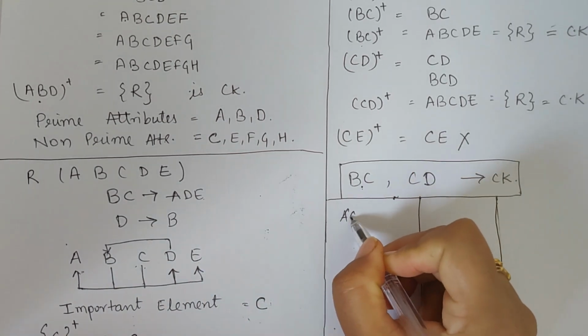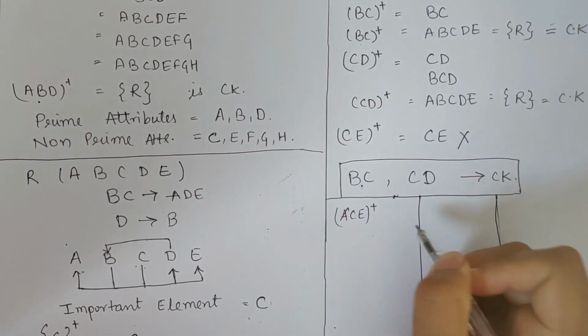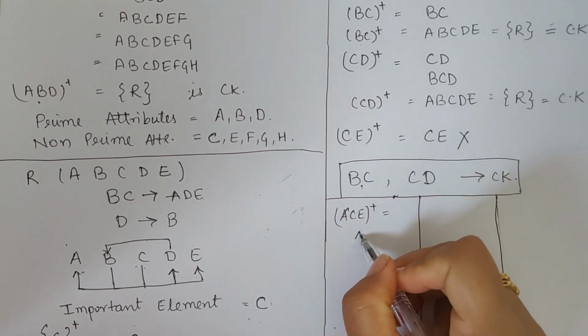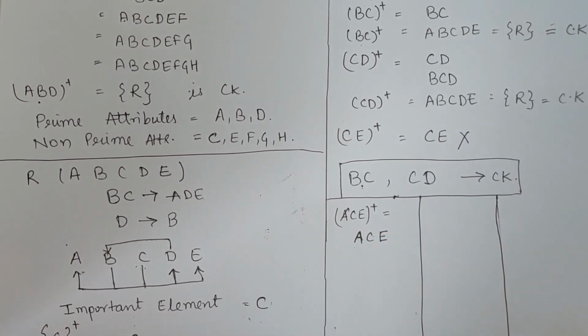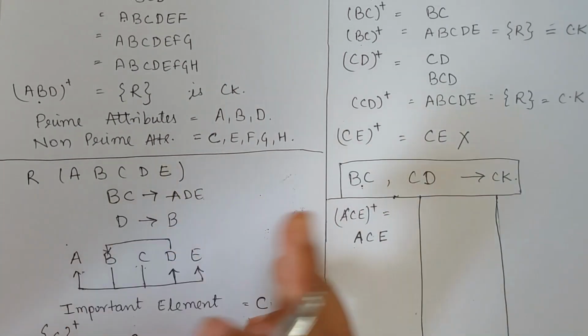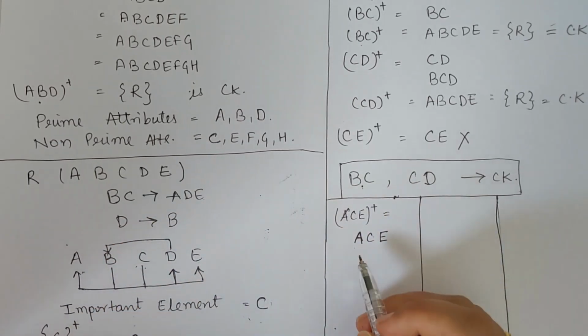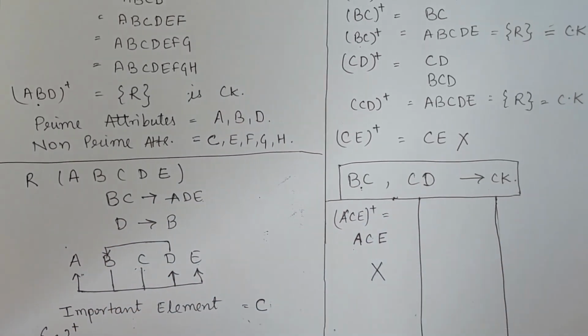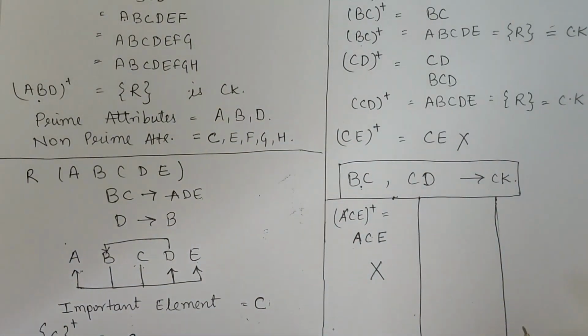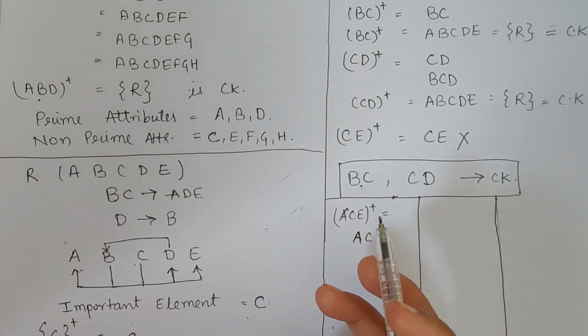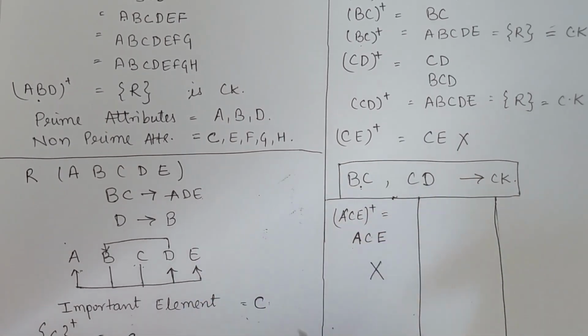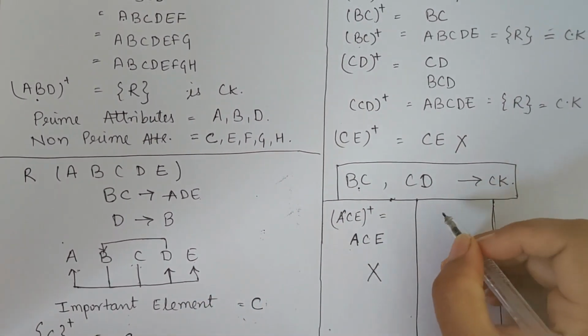So I will try ACE, the closure of ACE. First I will write down the elements which are already present, whose closure I am computing, that is ACE. Now AC doesn't determine anything, E is not there, C alone is not able to determine anything. So we are not able to determine anything with ACE. That means ACE is also not a candidate key. Fine. We don't have any other elements, so we cannot try the combination of 4.